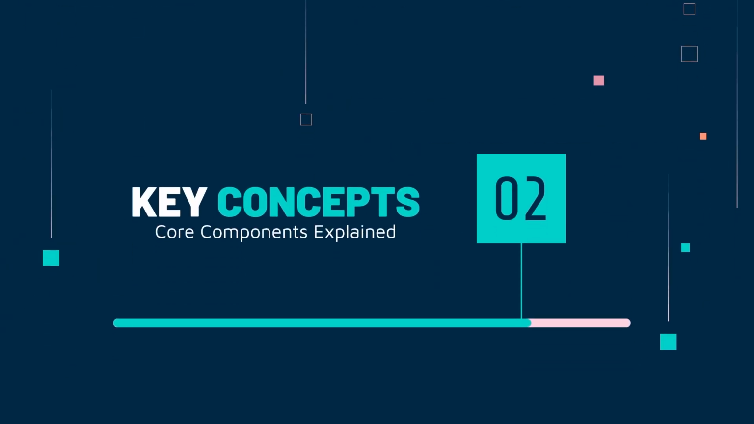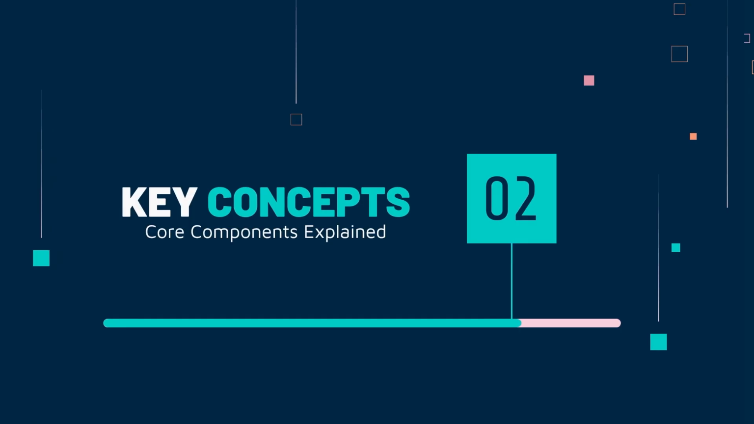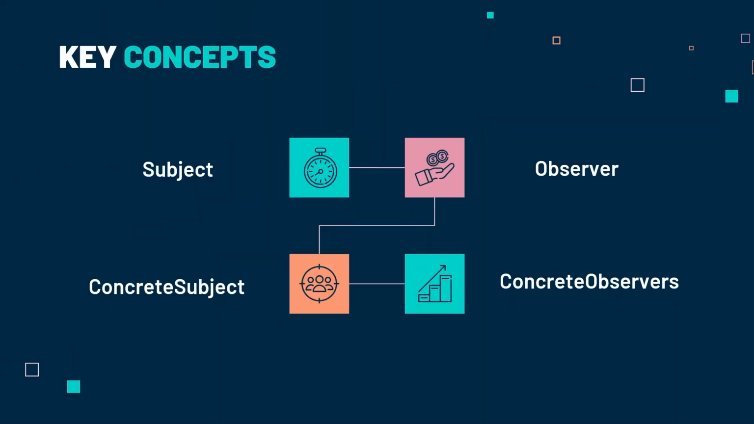Coming up next is the key concept. We will be looking at the core components of the observer pattern. We will have 4 concepts: subject, observer, concrete subject, and concrete observers.